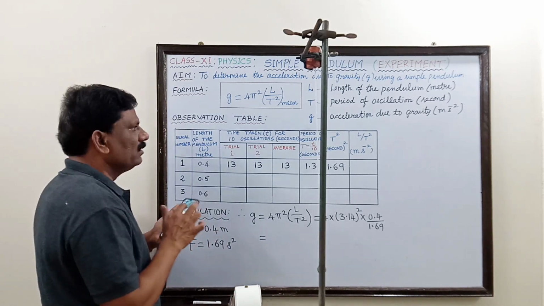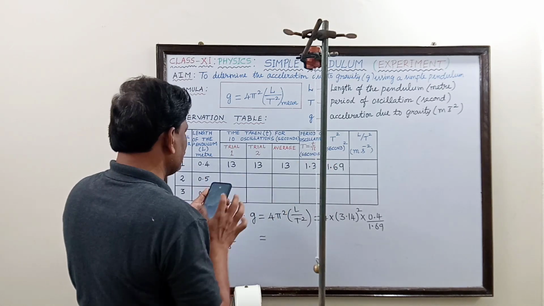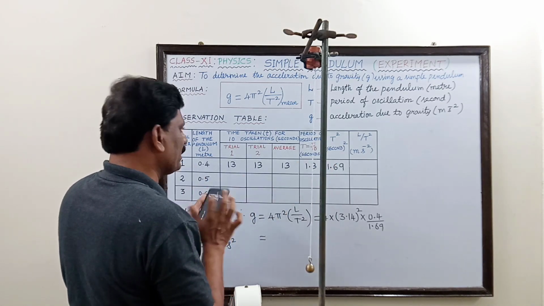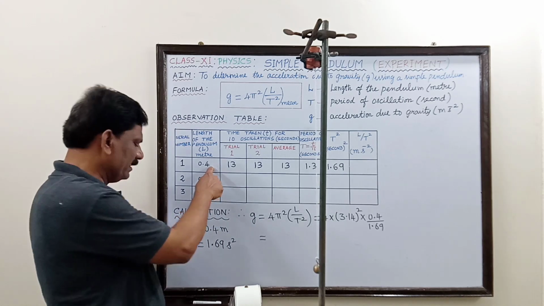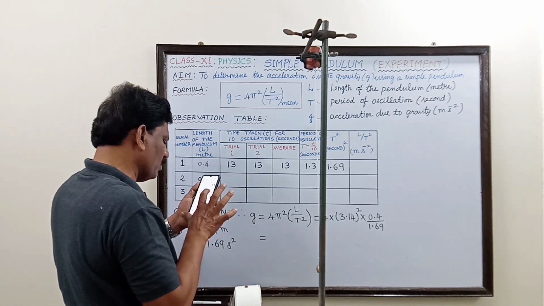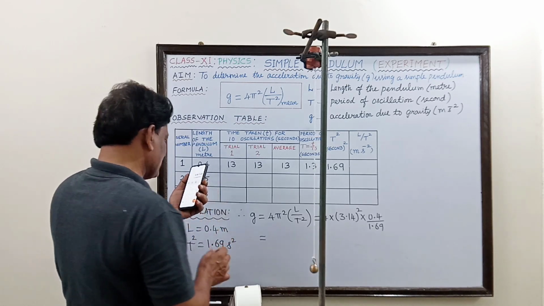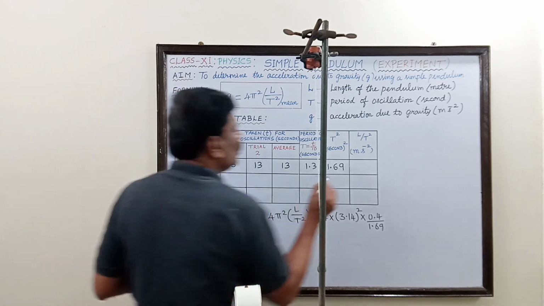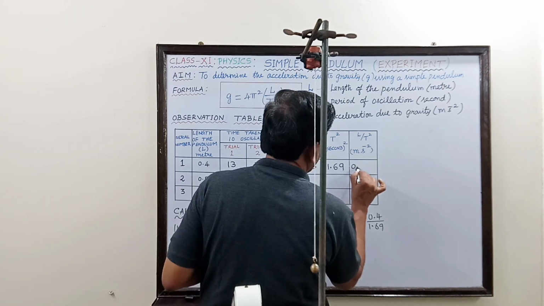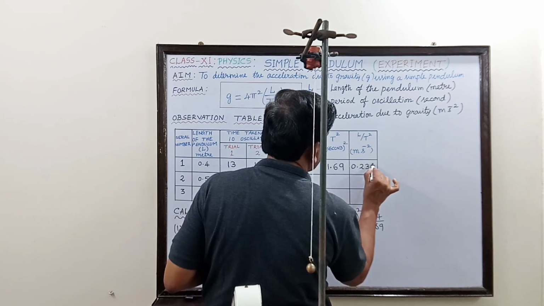So the last column, one more column is there, that is L by T square. For that, L is 0.4, so 0.4 divided by 1.69. So this is coming as 0.236.